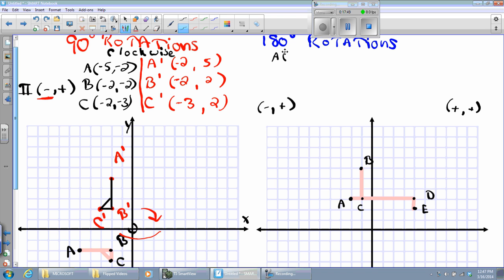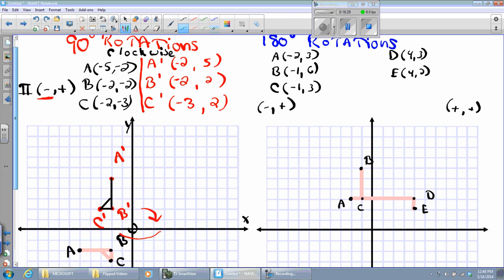I got A at negative 2, 3. B is at negative 1, see, 1, 2, 3, 4, 5, 6. C is going to be at negative 1, 3. D is going to be at 1, 2, 3, 4, 3. And E is going to be at 4, 2.